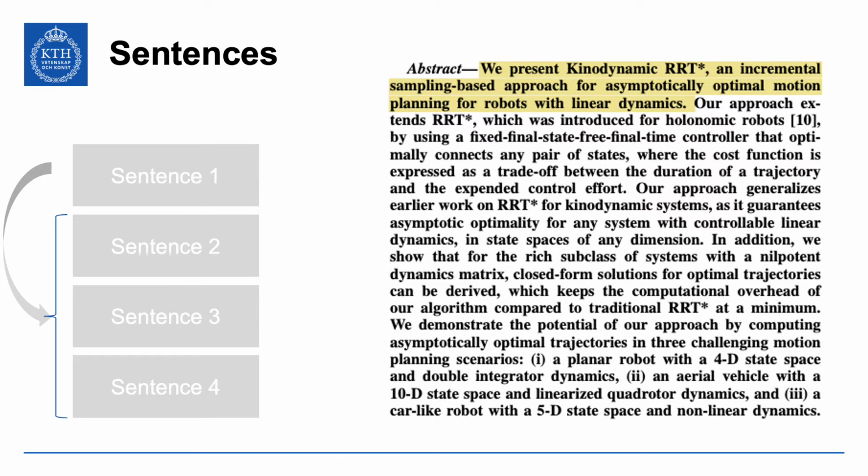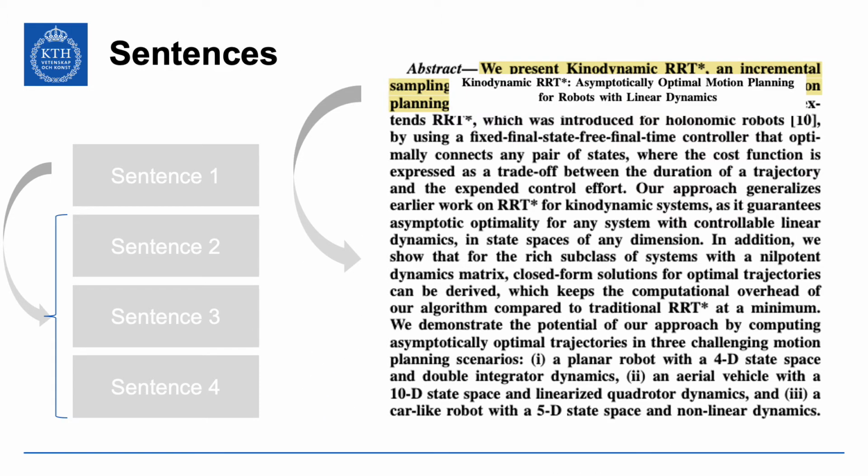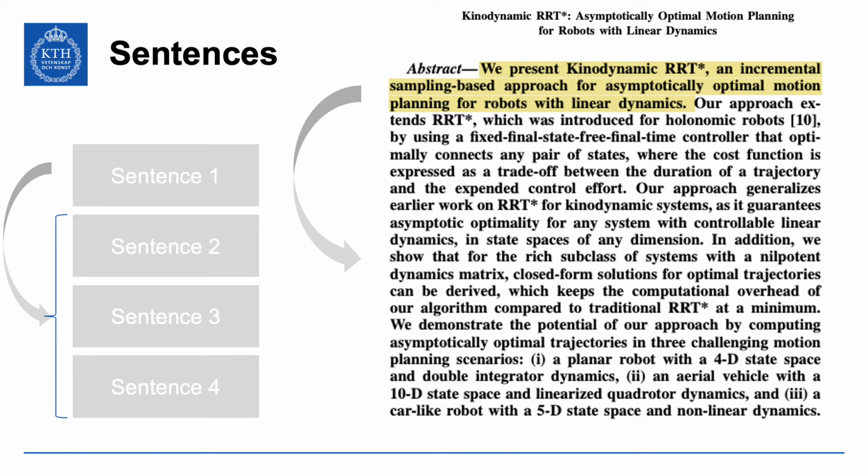And as the title also summarizes the paper, the first sentence is very close to the actual title. It just has some additional information. And then the rest of the abstract goes on to provide details of this. Our approach extends RRT Star, blah, blah, blah, generalizes the earlier work, and so on. We also demonstrate something. So all this is detailing the first sentence that summarizes the whole abstract.